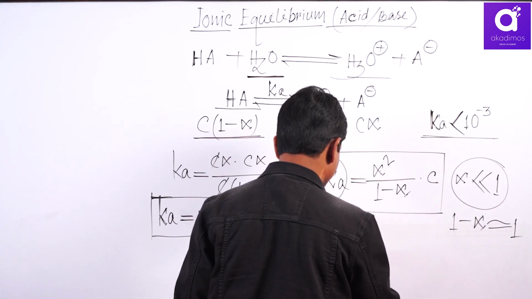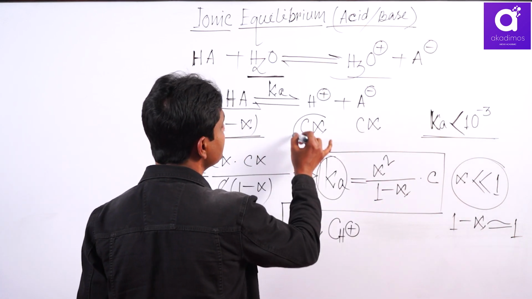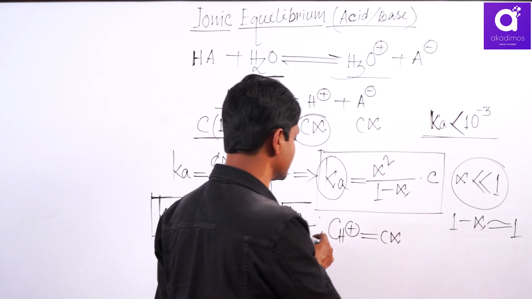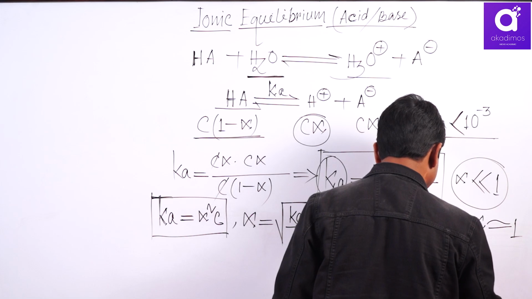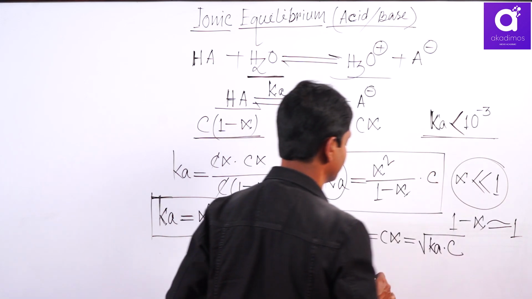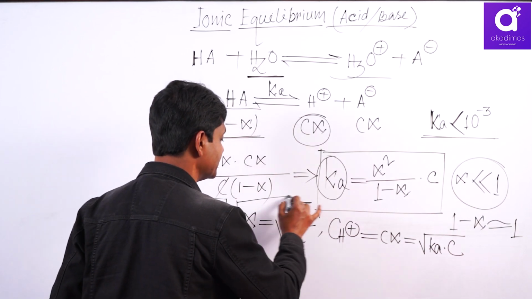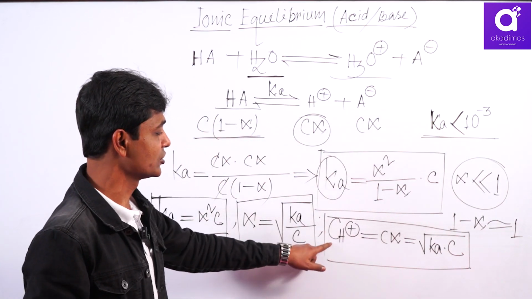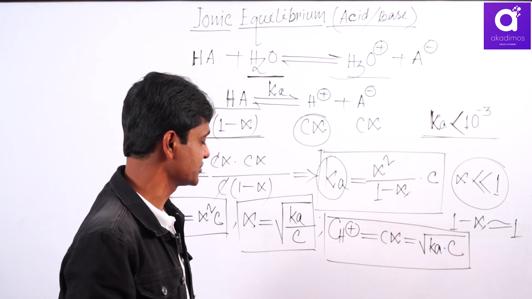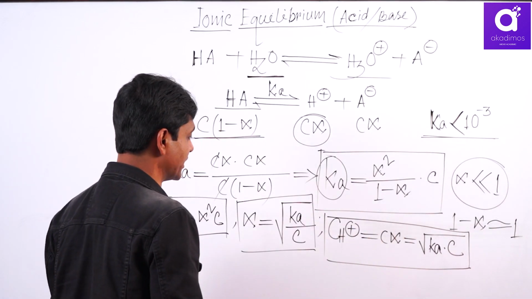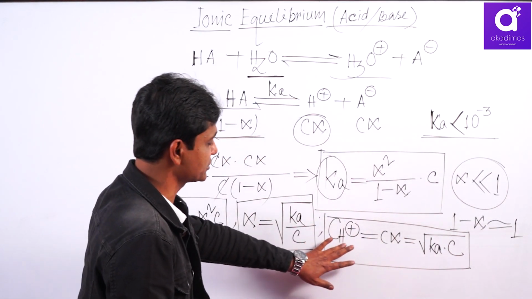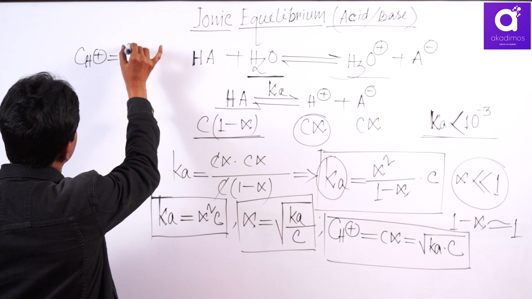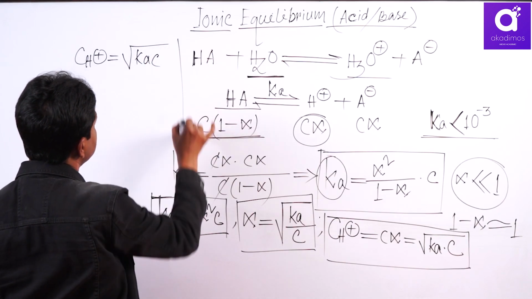Now the concentration of H plus, that you know, is C into alpha, and alpha you know is root under Ka by C. If you put this in, then you will get root under Ka into C. These three equations, remember. Alpha is equal to this, and this form of equation is applicable in all cases, and the concentration of H plus is equal to root under Ka into C.